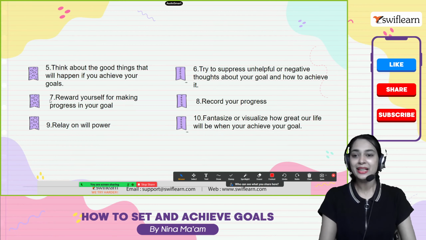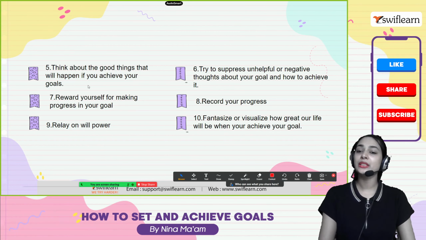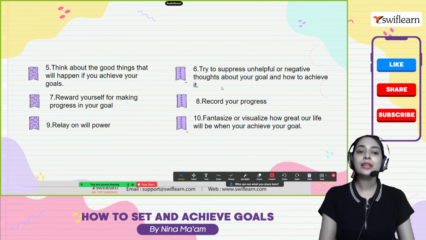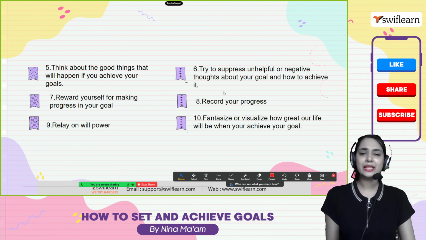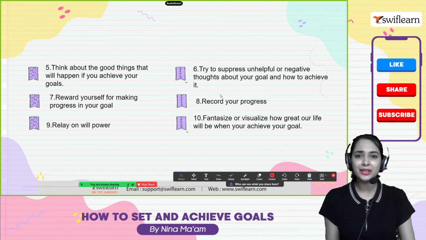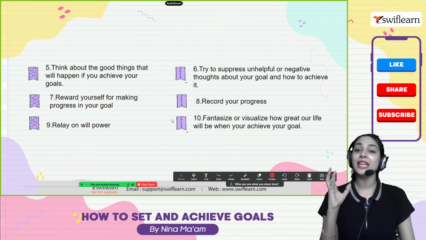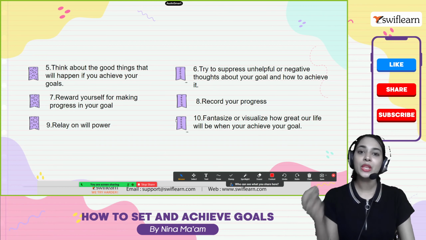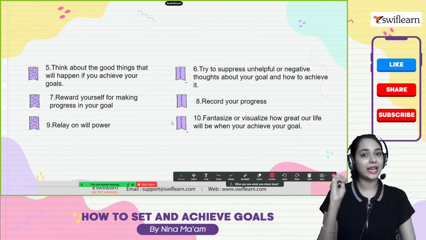And the fifth one, think about the good things that will happen if you achieve your goals. You will be happy and motivated, right? Yes. The sixth one, try to suppress unhelpful or negative thoughts about your goal and how to achieve it. If it is not necessary or helpful, just try to avoid it. It will help by talking to other people. Share your thoughts with them so you can reduce the negative thoughts.